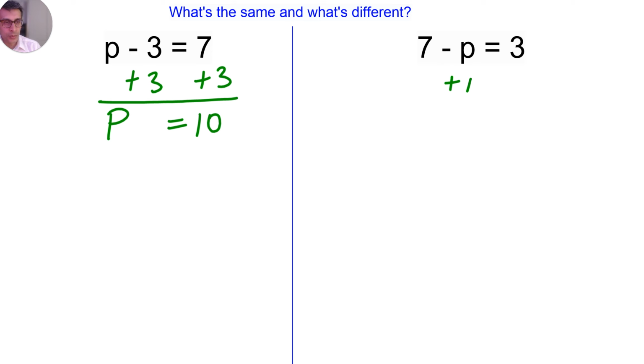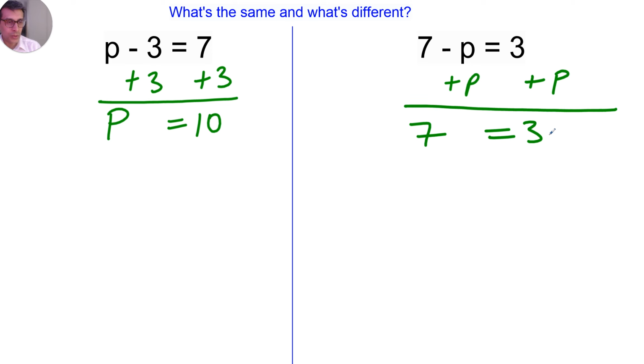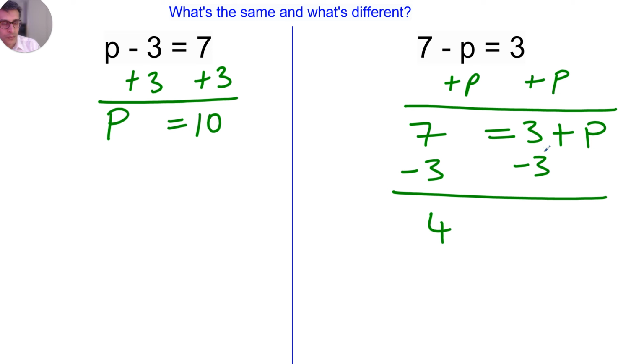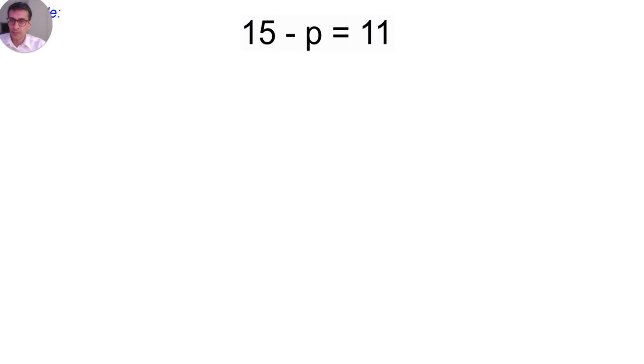We might, for example, add p to both sides. We'll get 7 equals 3 plus p. This is useful because p is now positive, and then we're going to take away 3 from both sides. So 7 take away 3 is 4. 3 minus 3, that's a 0 pair, and then 4 is equal to p. So that's one way to do it. I'm going to look at some other ways to do it as well.